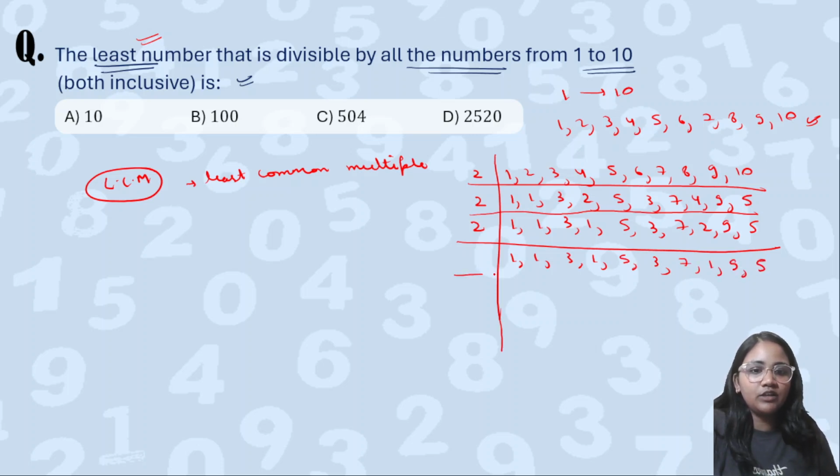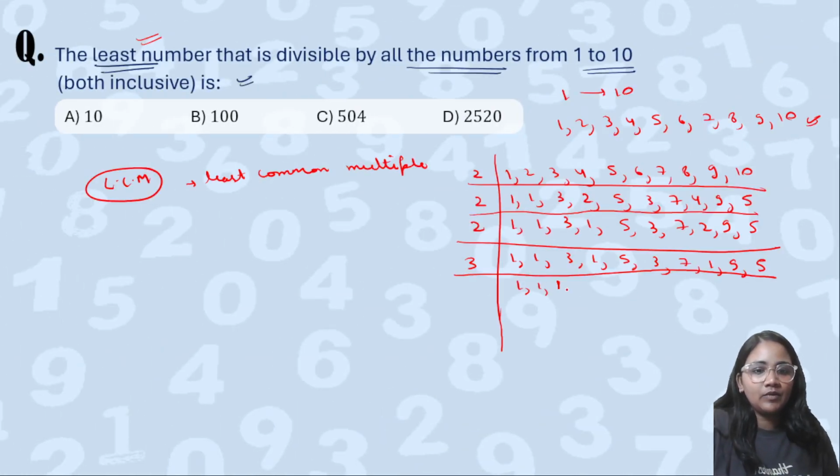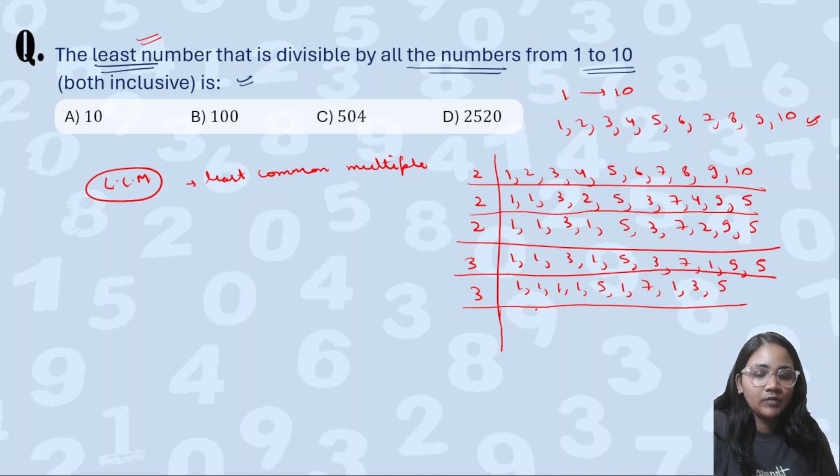Let's go with the 3 now. Okay, 3, 1, 1, 1. Right, 1, then 1, 5, 1, 7, 1, 3, 5. Right, one time more 3. 1, 1, 1, 1, 5, 1, 7, 1, 1, and 5. Then again we are going to have 5 and then 7. I hope it is clear, 5 and 7.